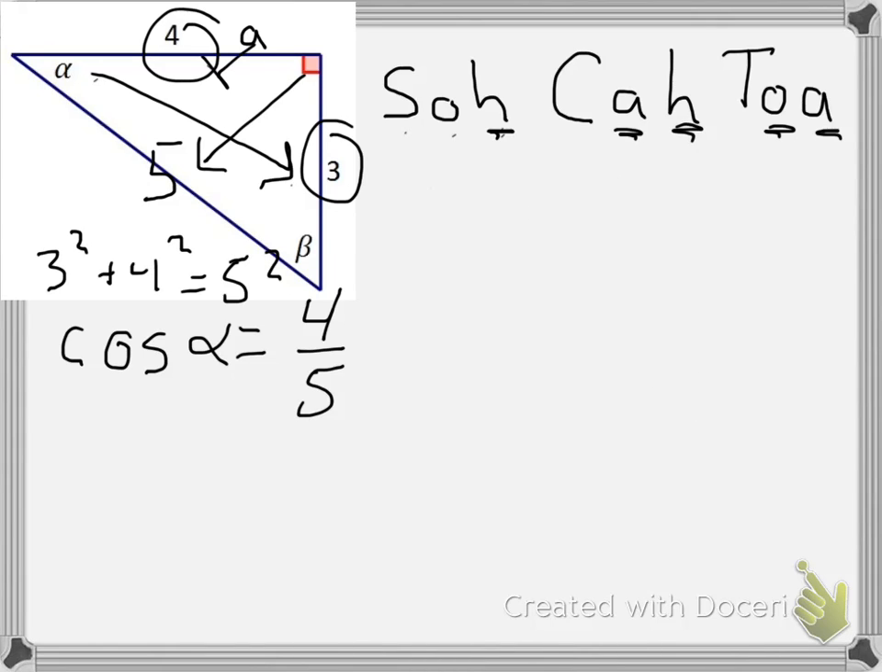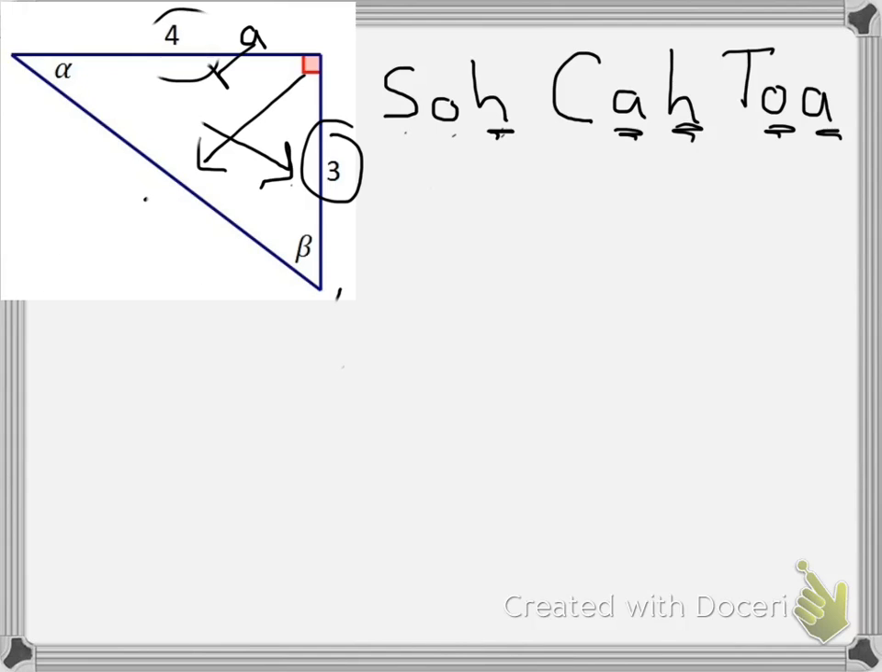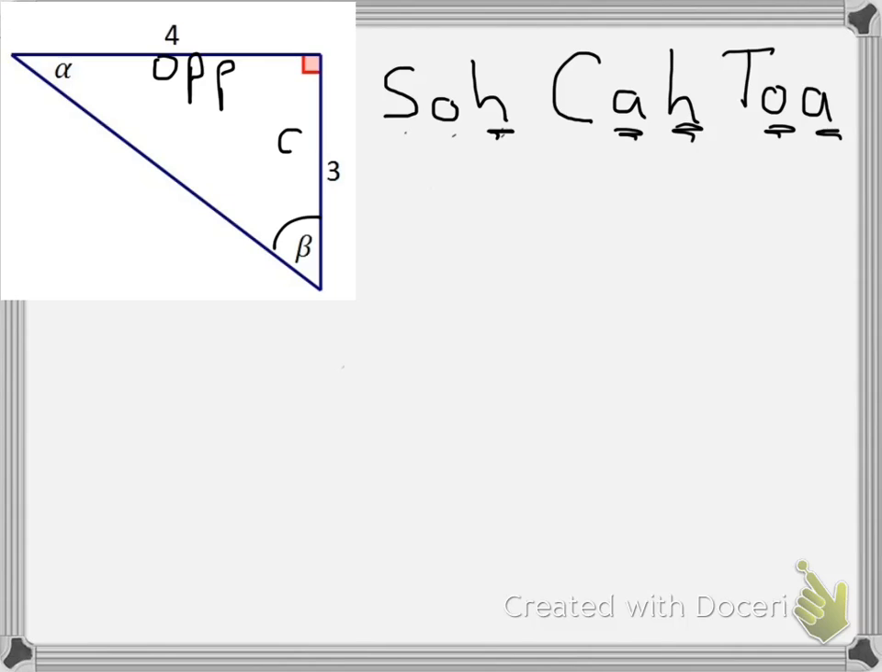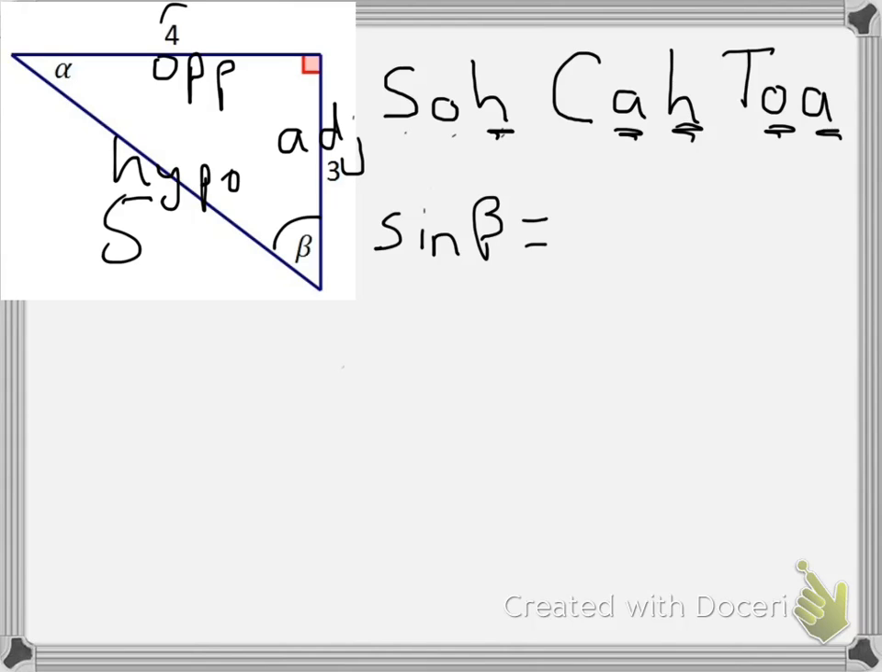Okay. But we're going to deal with beta now. So we're dealing with beta here. Okay? And for beta, this is the opposite, and this is the adjacent, and this is still the hypotenuse, and it's still equal to 5. So for beta, we're going to do the same thing. So sine beta equals the opposite, 4, over the hypotenuse.